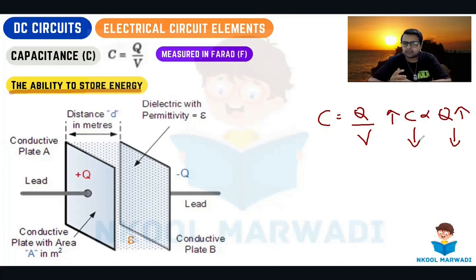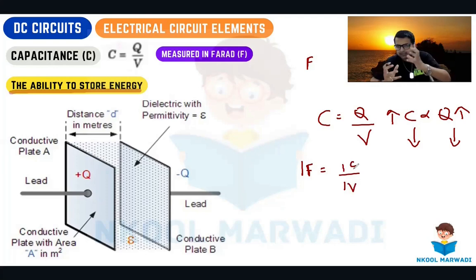And capacitance is measured in farad, or Faraday also we call it. So we represent it with F. So 1 farad is when I give a voltage of 1 volt and 1 coulomb charge flows. If 1 coulomb charge is stored inside a medium connected to a 1 volt battery, then I will say the capacitance of the medium is 1 farad.